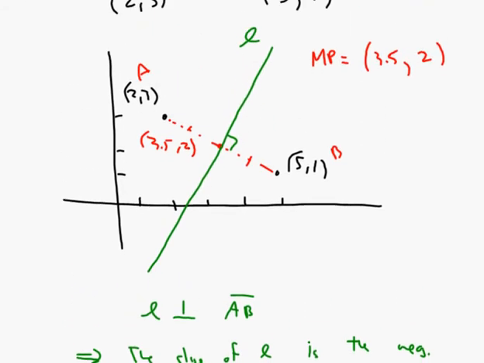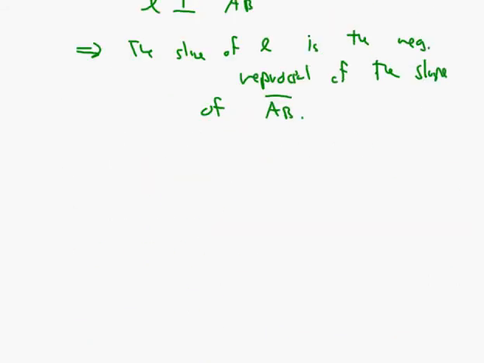So let's do that. We can actually get the slope of AB pretty quickly. I'm going to call that M sub AB. And the slope would be 3 minus 1 over 2 minus 5. Or it would be 2 over negative 3. So the slope of line segment AB is negative 2/3. So that tells us that the slope of line L would be the negative reciprocal, or positive 3/2. Okay?